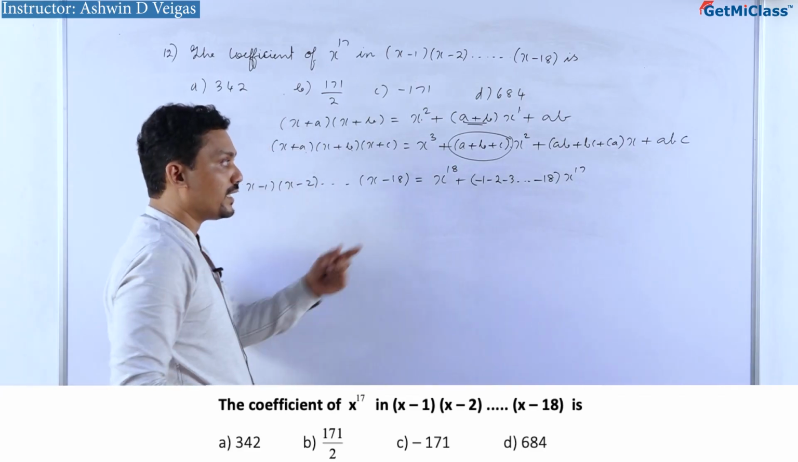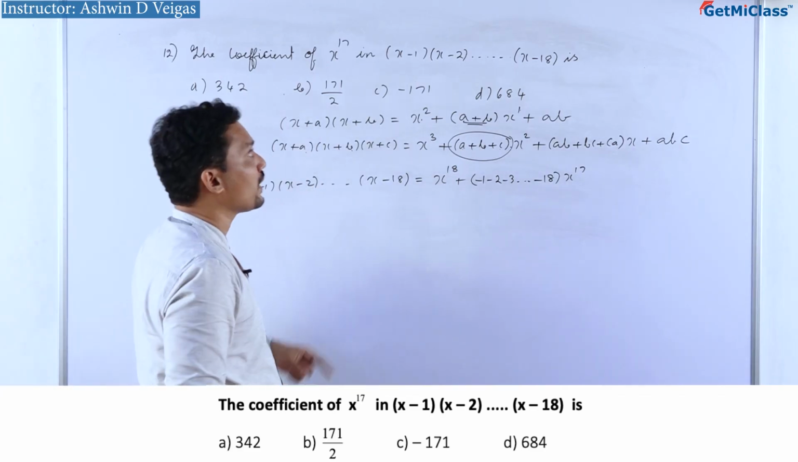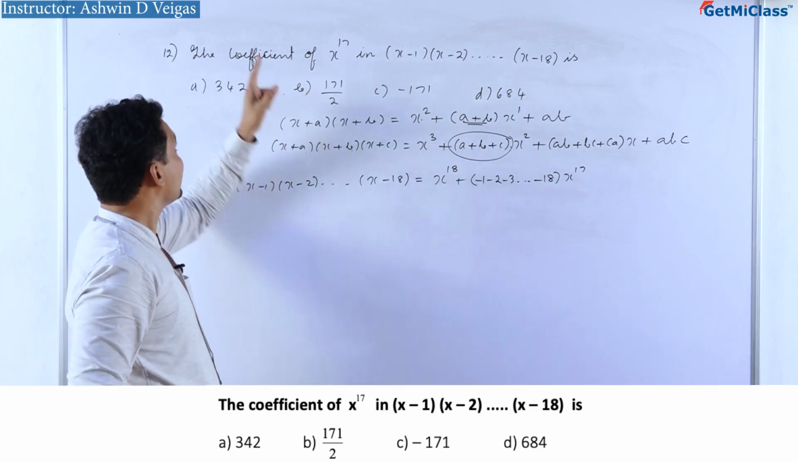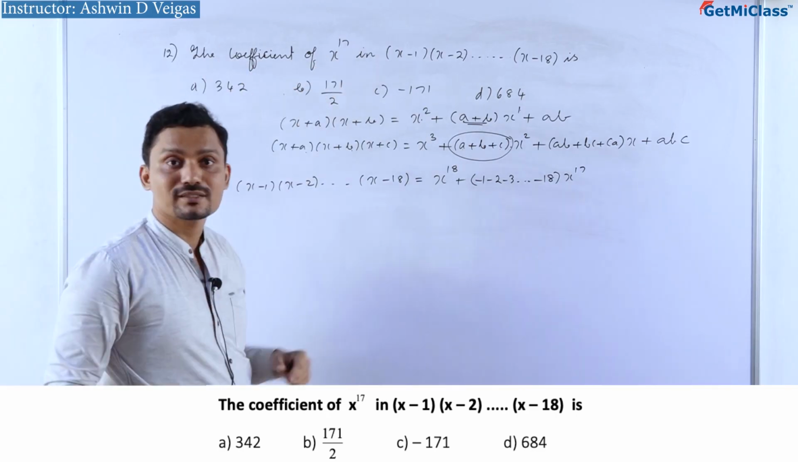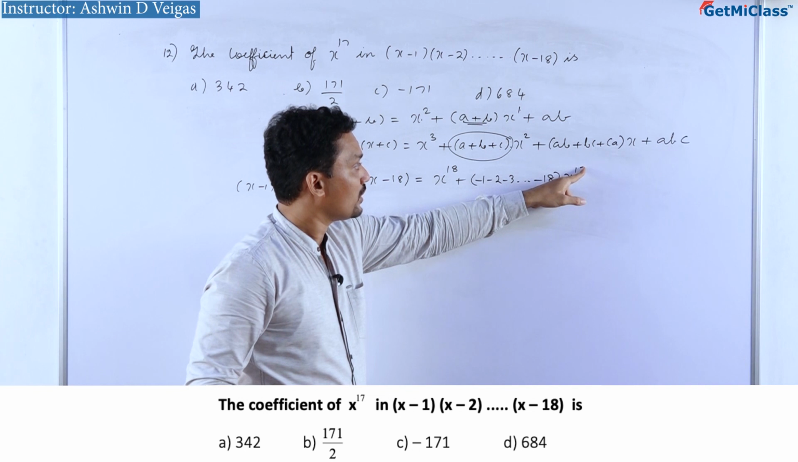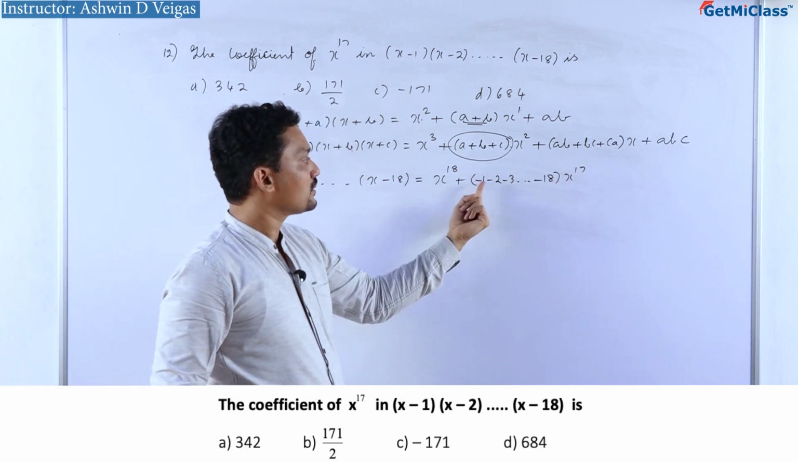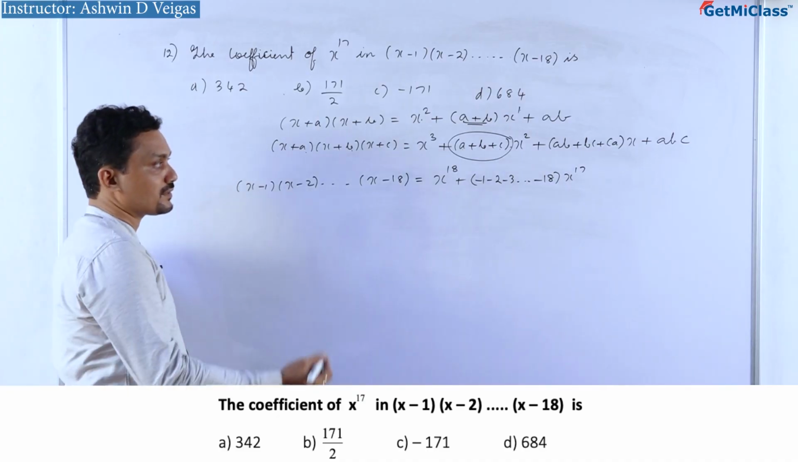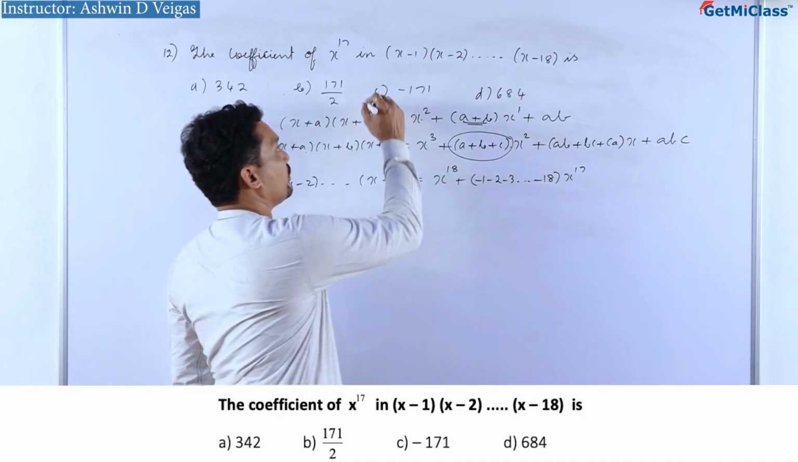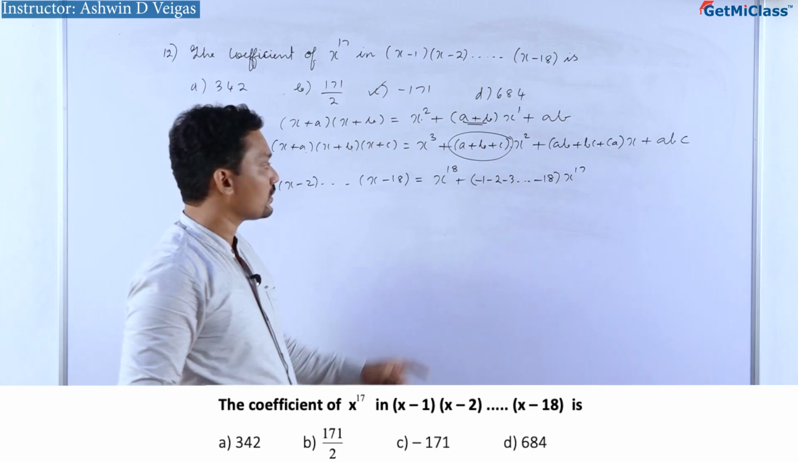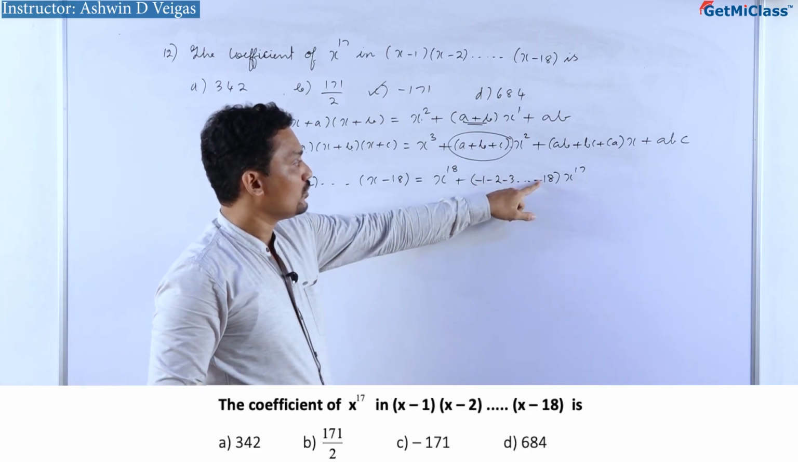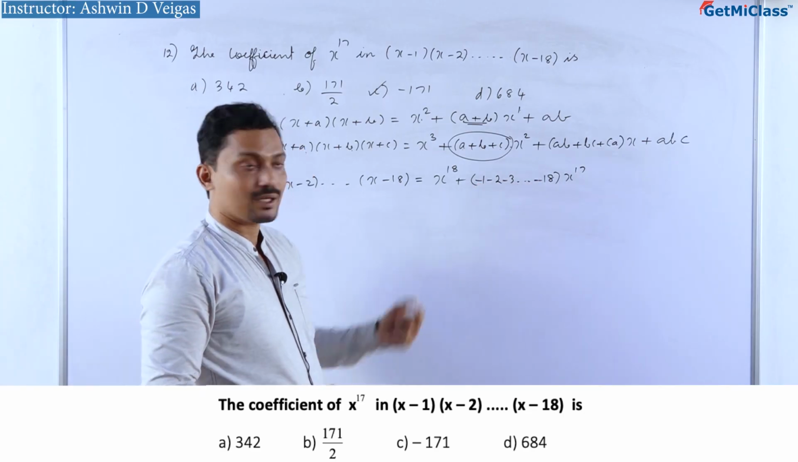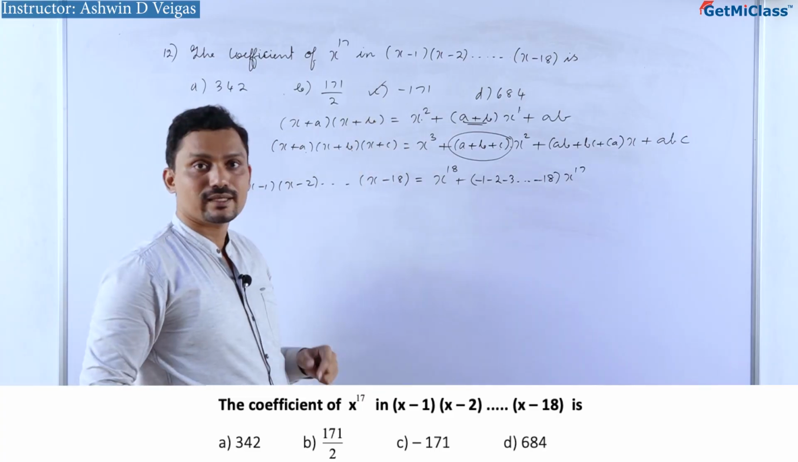Now, in that sense this is a very tricky problem, and now if you see the question, they are asking what is the coefficient of x power 17. So, coefficient of x power 17 is nothing but minus 1, minus 2, minus 3 up to minus 18. Now, if this is asked in CET, immediately you can say option C is the answer, because when you add all the negative numbers, the total answer should come negative. Only option C is negative.